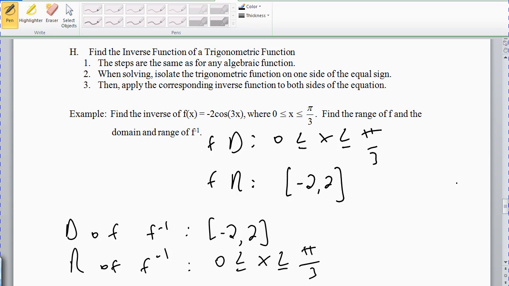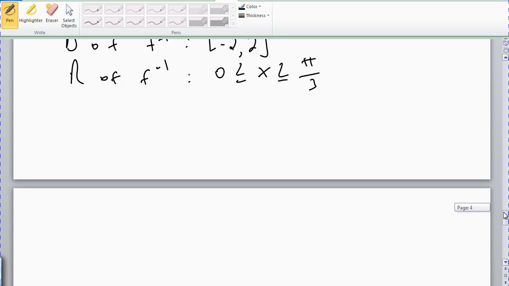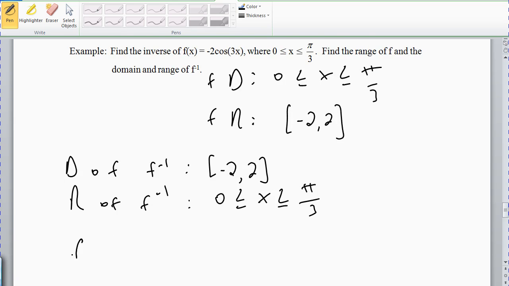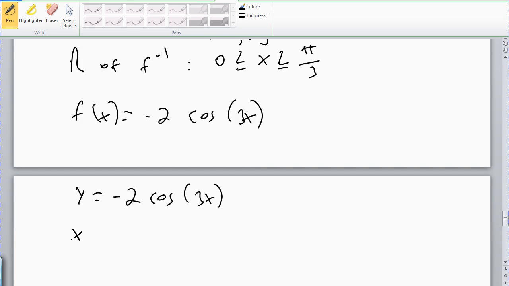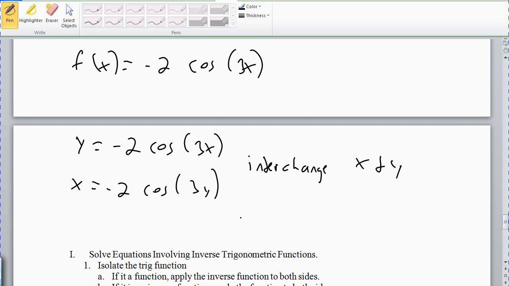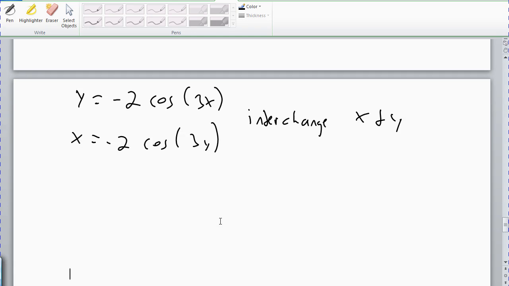So now all we need to find is the actual inverse of the function. So the function is f of x equals negative 2 cosine 3x. Here are the steps. You want to make f of x become y. And then the most important step is you want to interchange. That means y becomes x and x becomes y. So we interchanged x and y. And now we're actually going to solve for y.